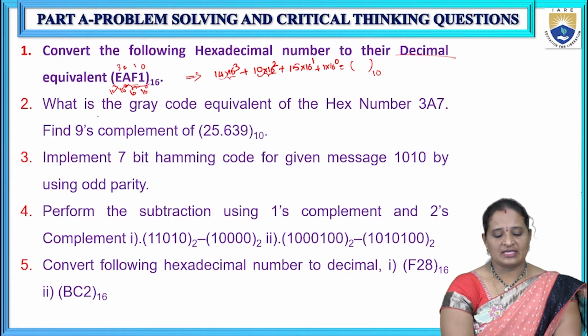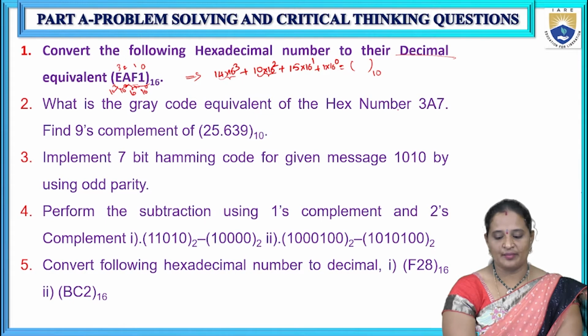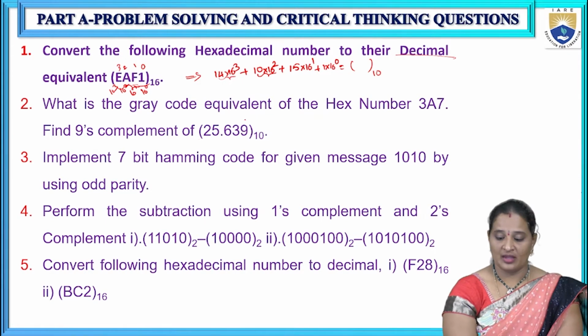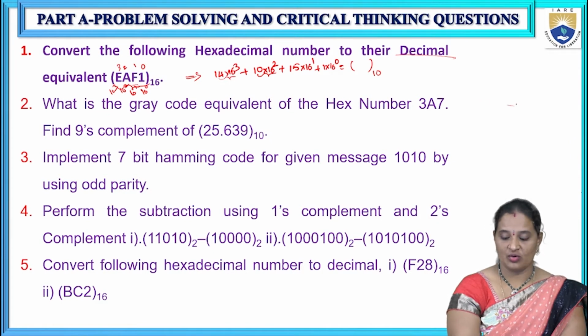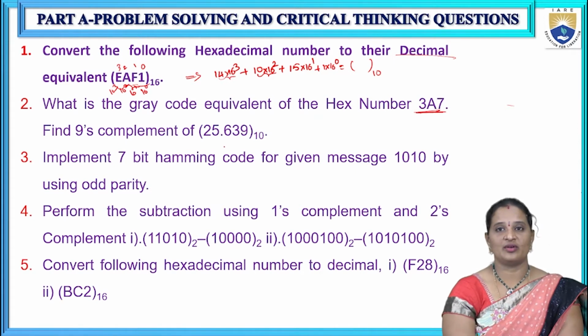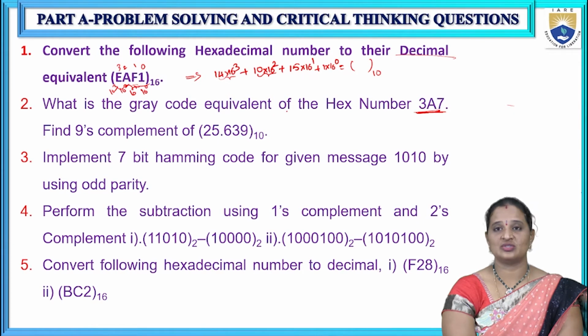Now, what is the second question? What is the gray code equivalent of the hexadecimal number 3A7, and find the 9th complement of 25.639 to the base 10. So here he has given a hexadecimal number and he asked us to find out the gray code for this one.